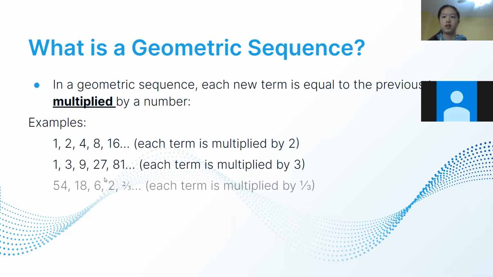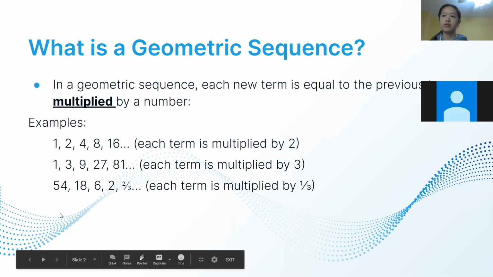And the number you multiply by in a geometric sequence doesn't have to be a whole number like 2 or 3. It can also be a fraction. So in this sequence, you can see that each time we're actually dividing by 3. But division by 3 is the same thing as multiplying by 1/3. So we say each term is being multiplied by 1/3.